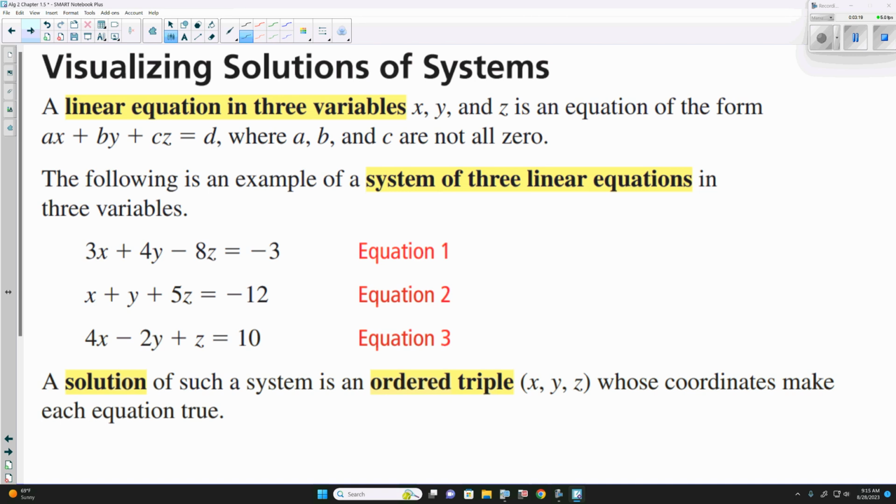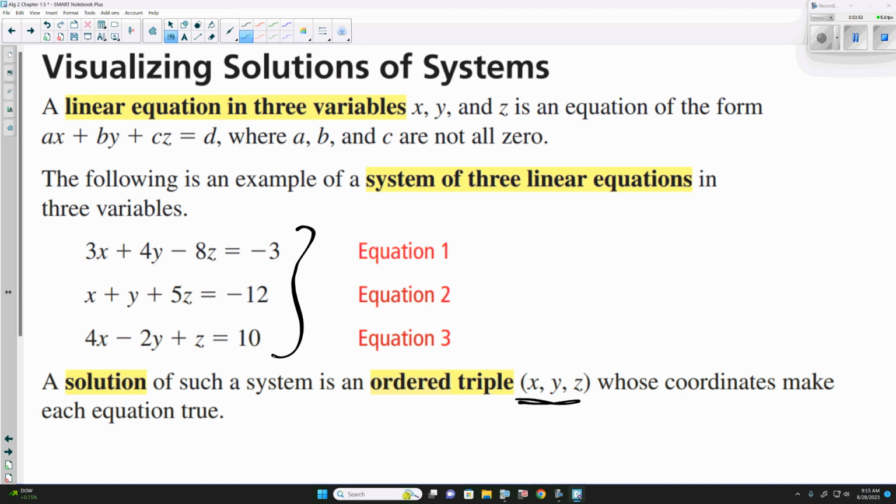Now, this here is an example of a 3-variable system of equations. We have 3 equations with 3 variables. A solution of the system is going to be an ordered triplet. 3 numbers that make a point. And what these numbers will be, x, y, and z, we'll find 3 values that will make all 3 equations true. It has to be true for all 3 equations, because if it's only true for 1 or 2, it will not work, because it has to be true for all 3.